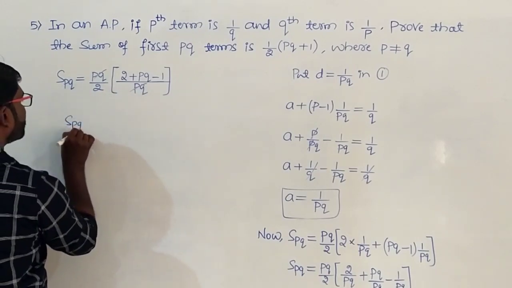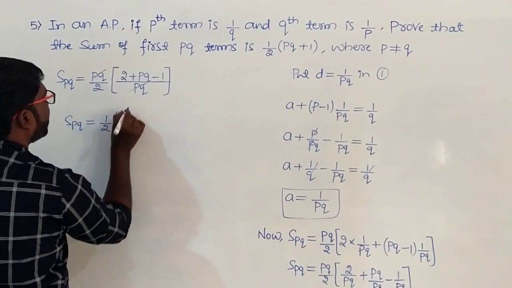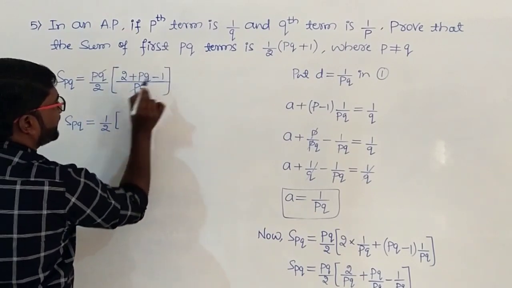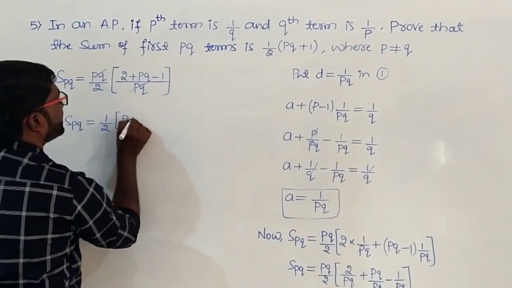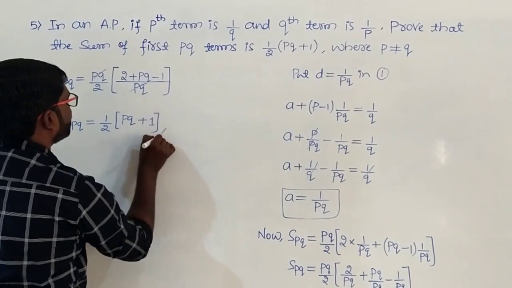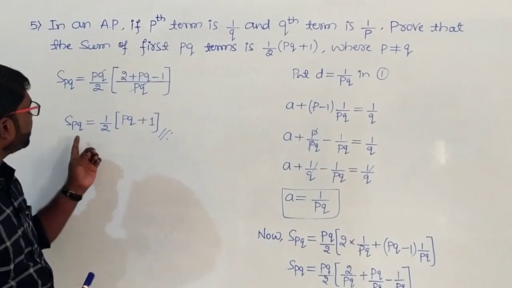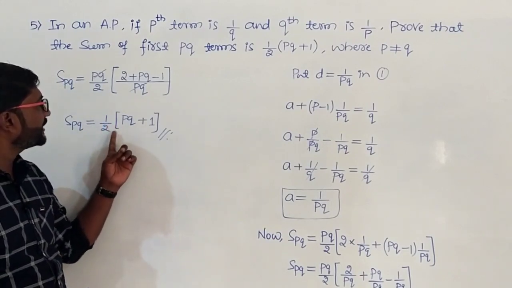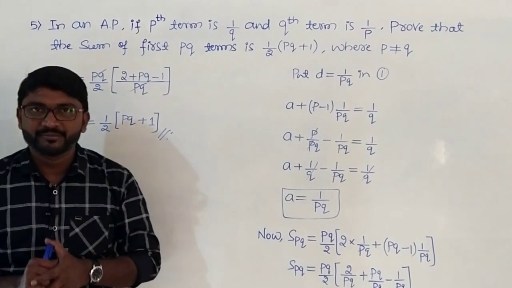SPQ which is equals to, here we have only 1 by 2, then inside the bracket, so 2 minus 1, it is 1. 1 plus PQ or PQ plus 1, both are same. So it is PQ plus 1. So this is the required answer. So here we have proved that the sum of the first PQ terms is 1 by 2 times PQ plus 1. So this is all about the fifth problem.